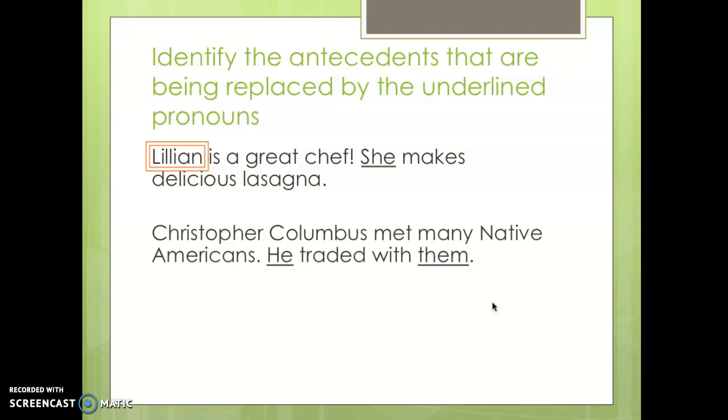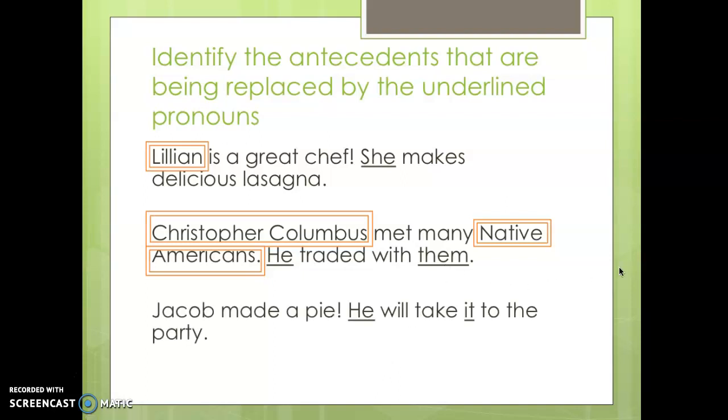How about the next one? Christopher Columbus met many Native Americans. He traded with them. In this new sentence, we have two pronouns that have replaced antecedents, meaning they've replaced some nouns in the previous sentence. So he refers back to, that's right, Christopher Columbus. Whereas in that example sentence, them refers back to Native Americans. That's right. So because Christopher Columbus was just one person, we use the singular pronoun he to replace him. However, Native Americans refers to more than one person, so we would use the plural pronoun them to replace that proper noun.